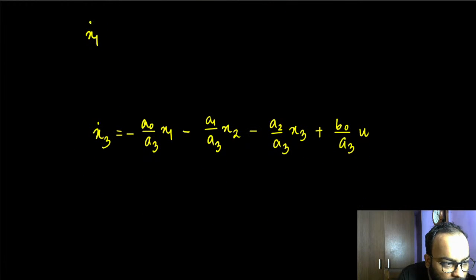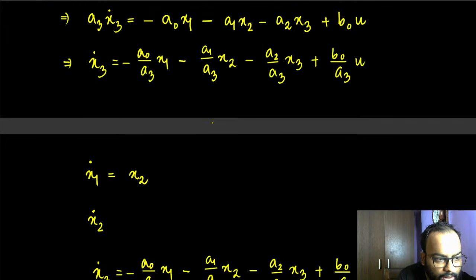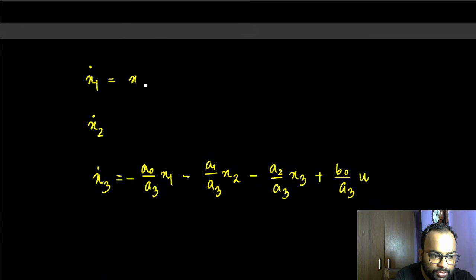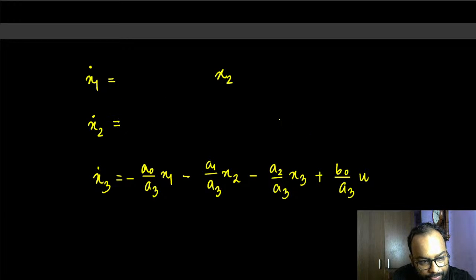So what is x1 dot and what is x2 dot? We know that x1 dot is x2 by very definition here. We say x1 dot is equal to x2 and x2 dot is equal to x3. So let me just write those down. x1 dot is equal to x2, and x2 dot is equal to x3. This is how we write it to make sure that this is in a standard shape.